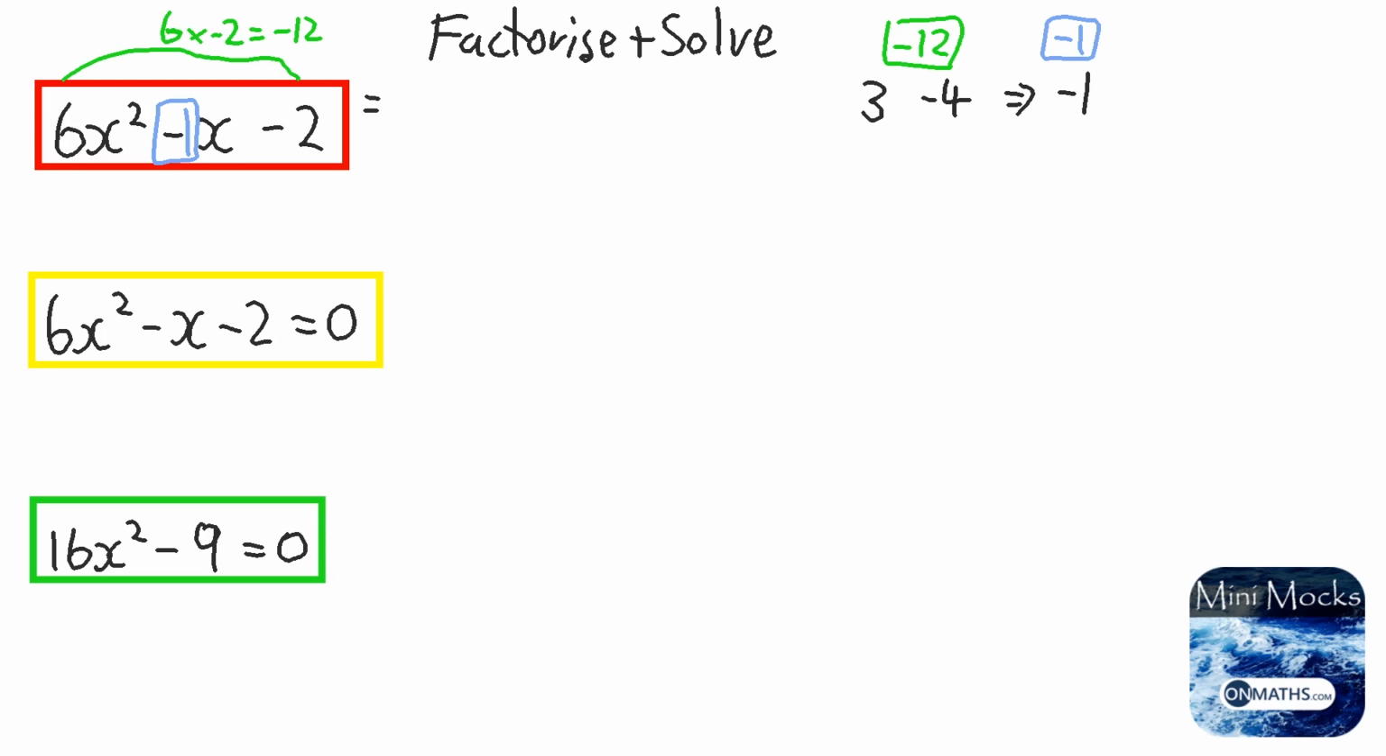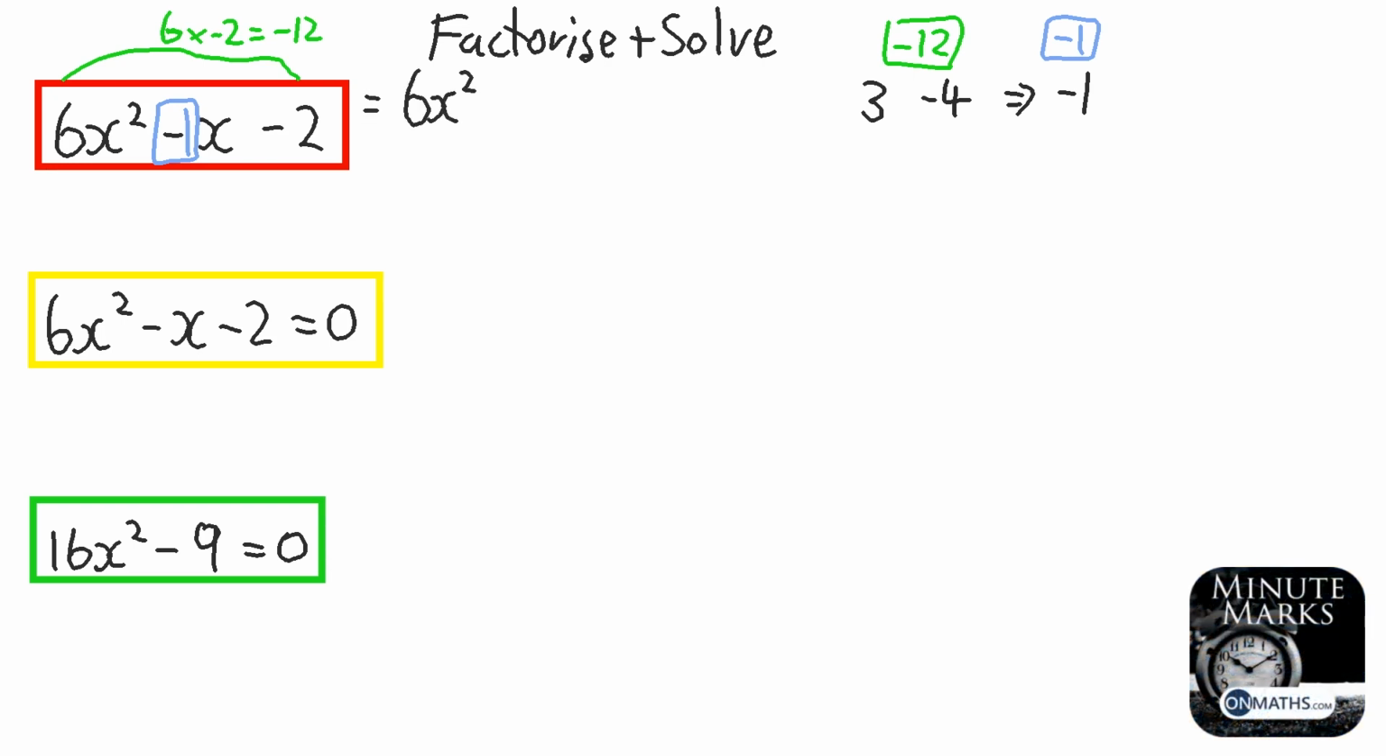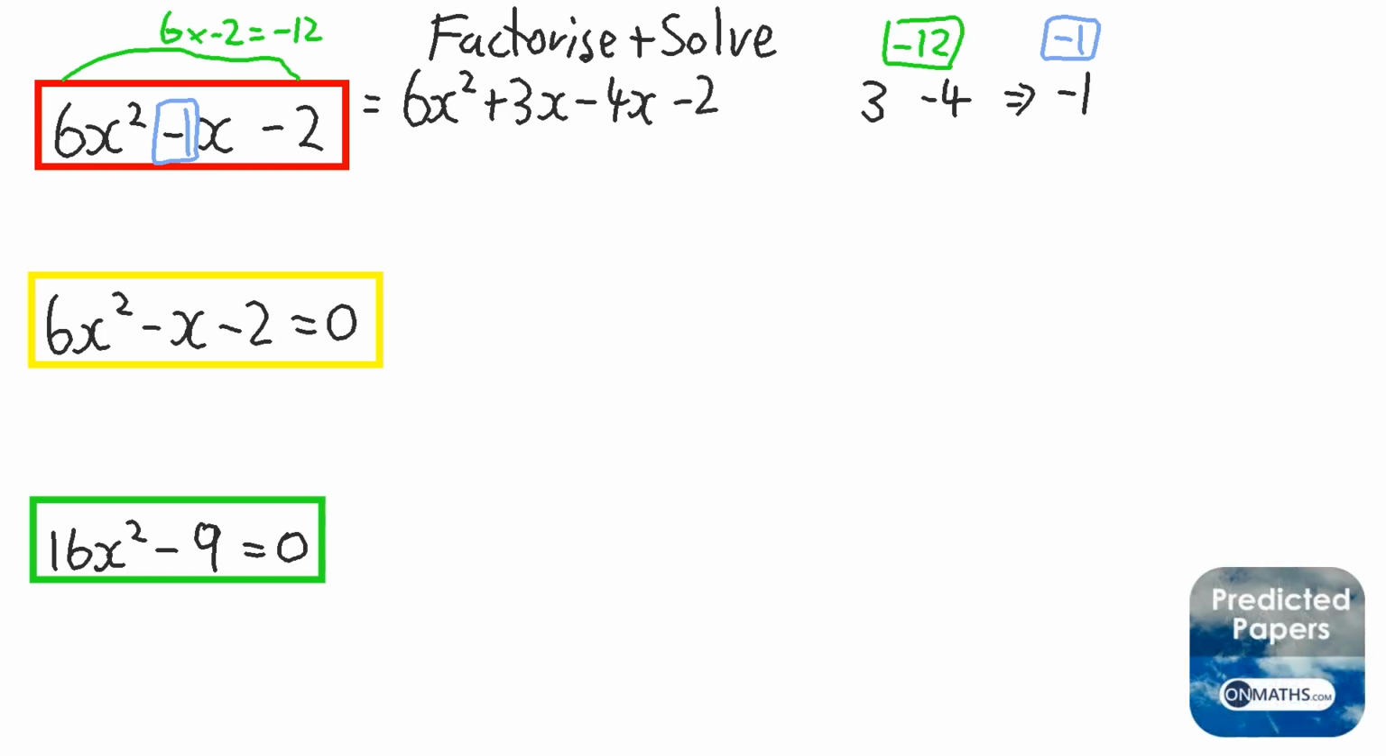Okay, so I'm going to do the same step as before. So I'm going to write 6x squared, and I'm going to write plus 3x minus 4x minus 2. Okay, so I'm going to put green boxes around them.